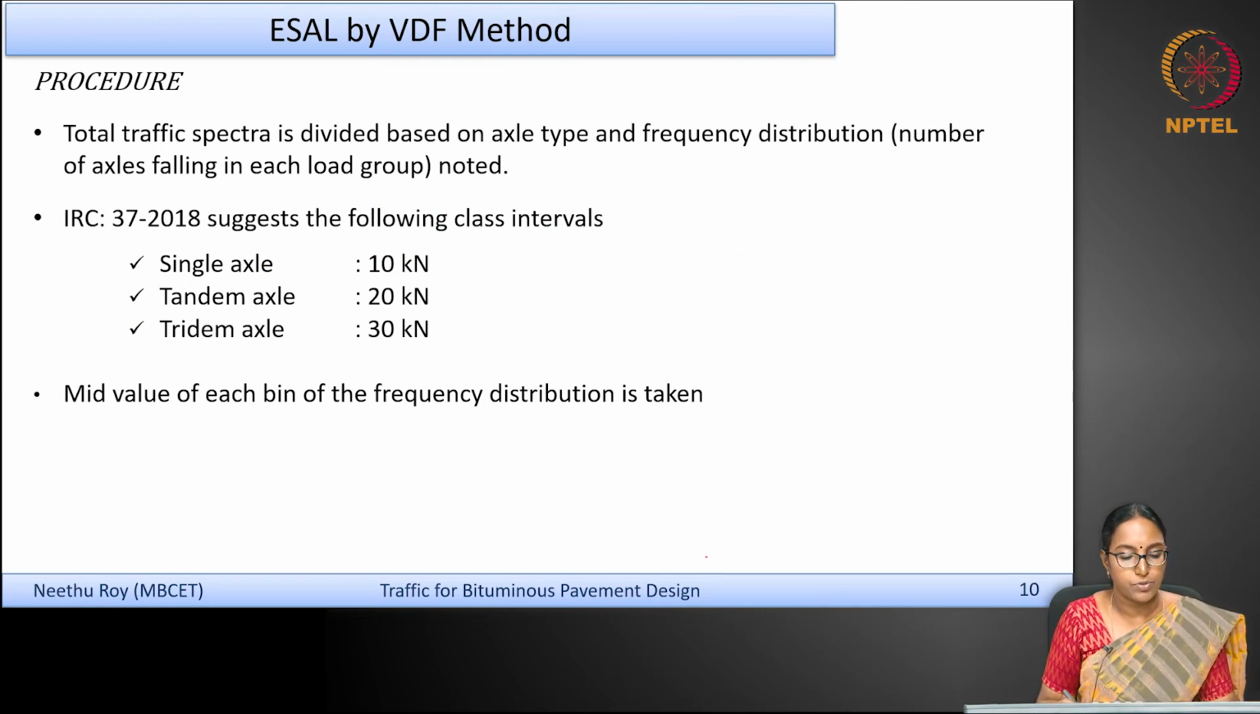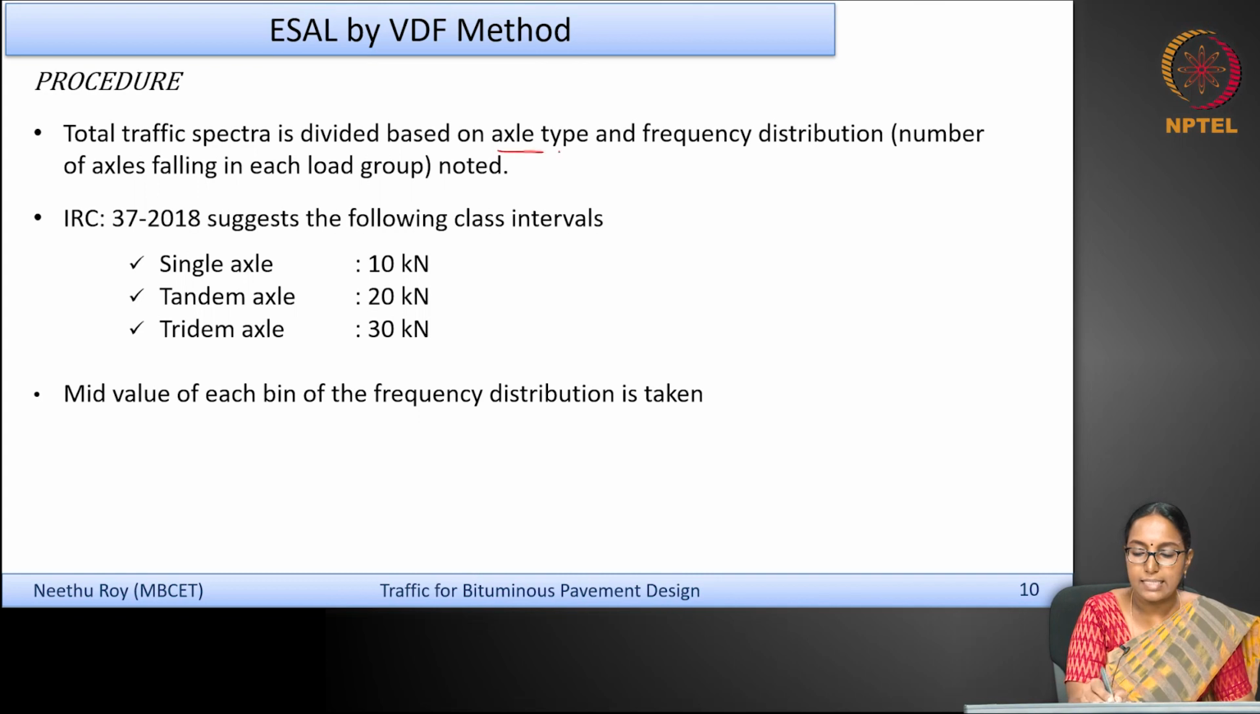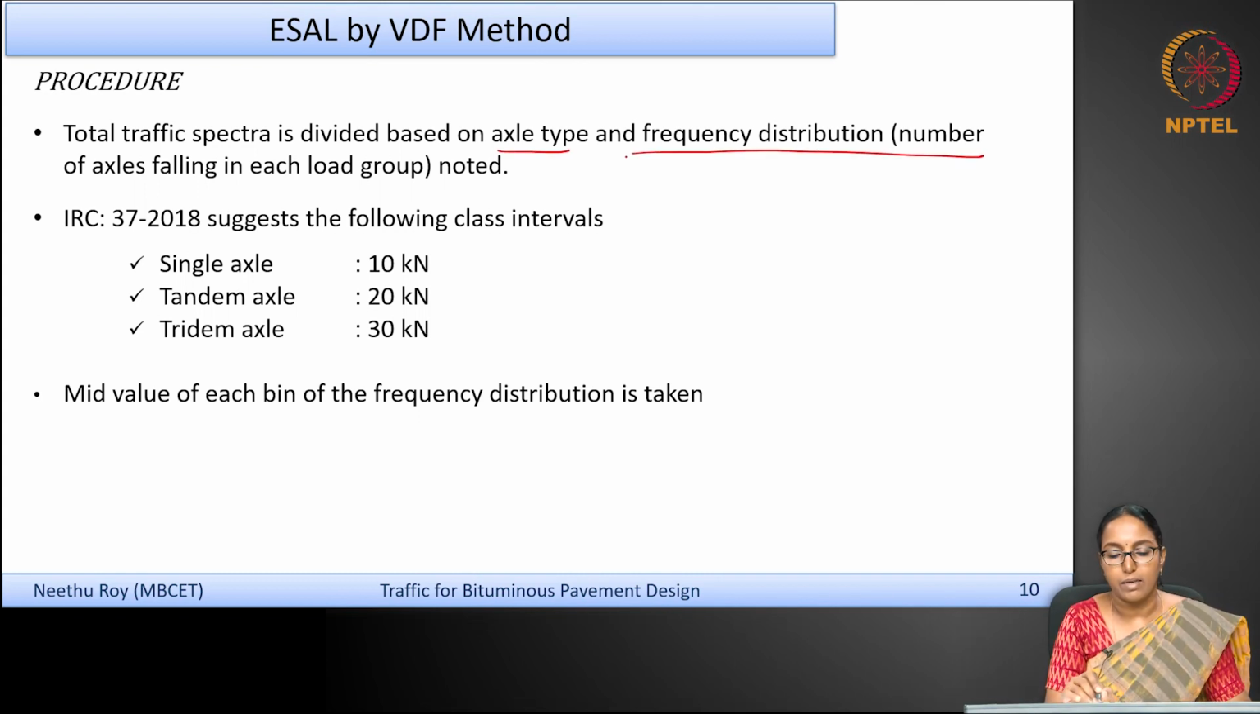Let me explain the procedure. Mostly I will be explaining with respect to the IRC method, the IRC 37 2018 approach. So first of all, what you need is the total traffic spectra. The traffic load data has to be collected, and then this traffic load data will be divided based on the axle type, and a frequency distribution table can be prepared.